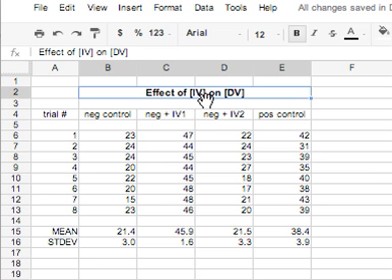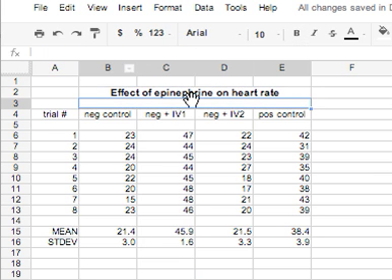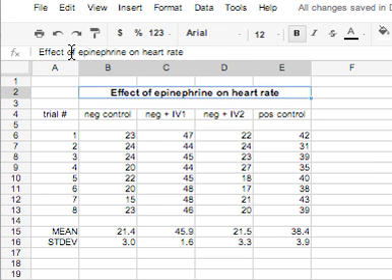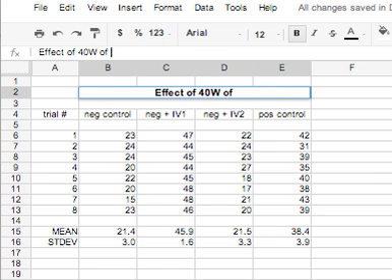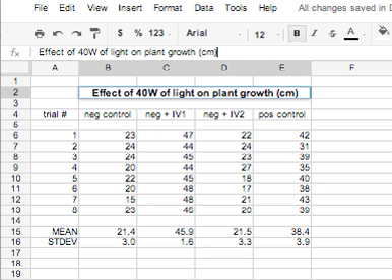And all that means is independent variable is what you can actually control and change, and dependent variable is what you actually measure generally. So an experiment might be the effect of an actual IV of epinephrine or adrenaline on heart rate. And that would be the effect of the independent variable, epinephrine, on the dependent variable, heart rate. In this case, let's assume that this experiment with this data is the effect of, say, 40 watts of light, varying frequencies on the growth of a plant. And that'll be measured in centimeters.